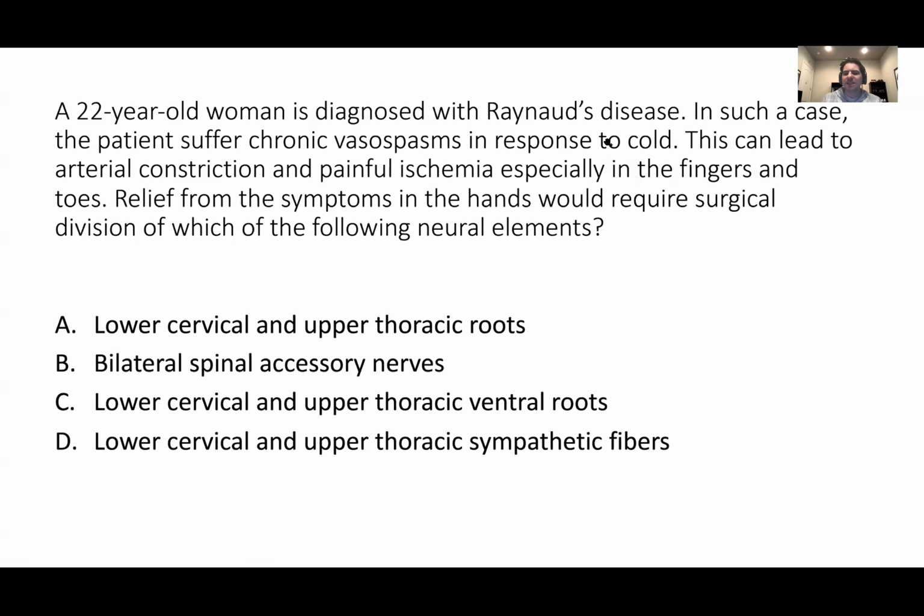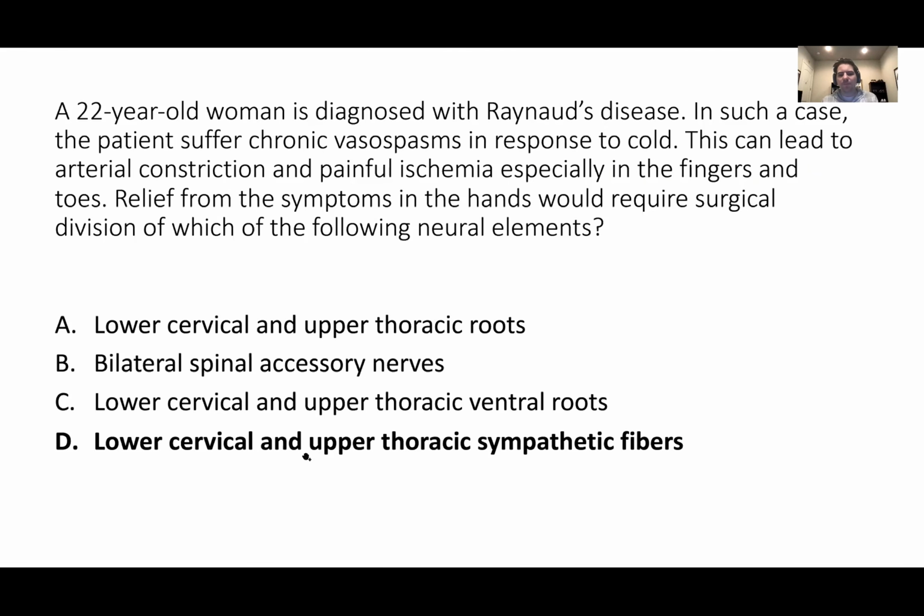Right, so Raynaud's disease is this overstimulation of the sympathetic system. If you have it, you know you have it. In the cold weather, your fingers turn purple, the tips of your fingers and stuff. So it's like an overactivation of the sympathetic nervous system. So that's what we're testing here. Where does the sympathetic nervous system come from? The lower cervical and upper thoracic sympathetic fibers.